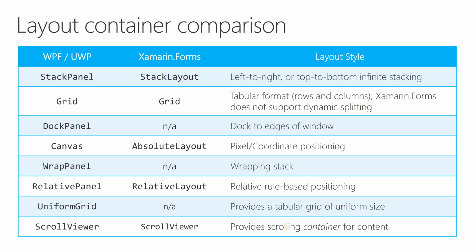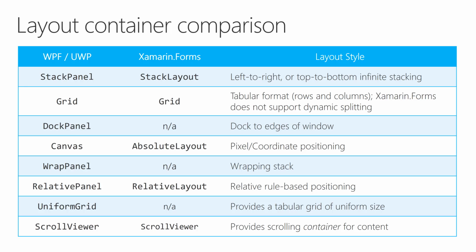Since the layout containers are so prevalent in our UI, it's helpful to compare them. Here are the built-in panels from UWP and WPF as compared to Xamarin.Forms. As you can see, there's a lot of overlap between the styles of panels. In some cases, the panel is only available on one platform. For example, DockPanel and UniformGrid only exist in WPF, and RelativePanel is only available in UWP, although we have a similar container in Xamarin.Forms.